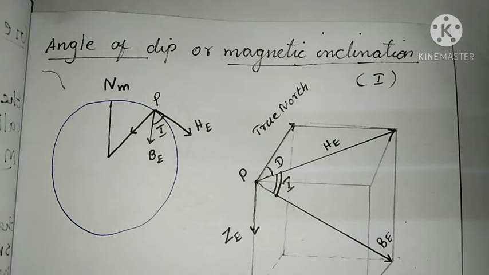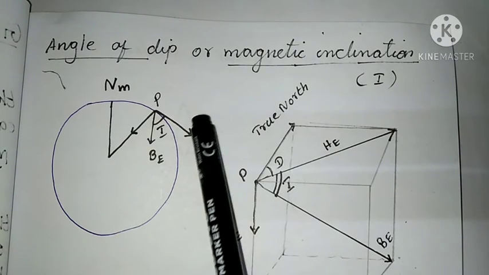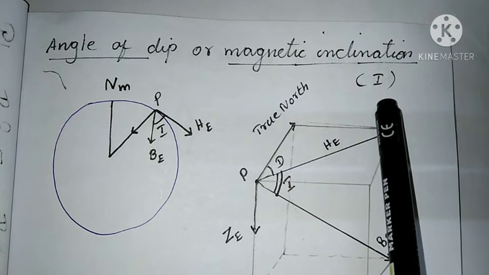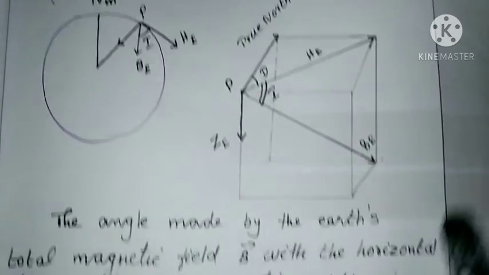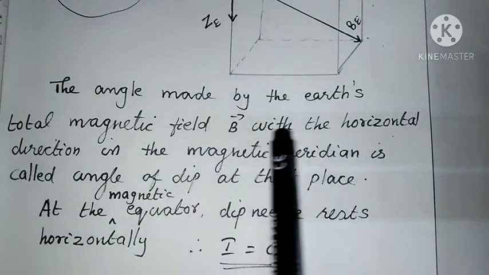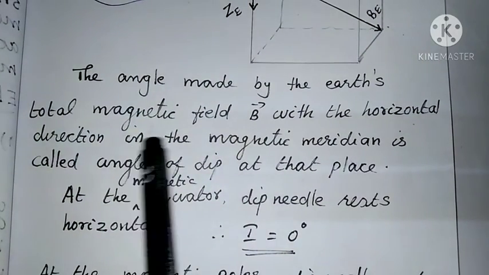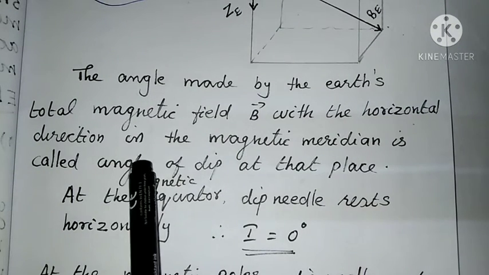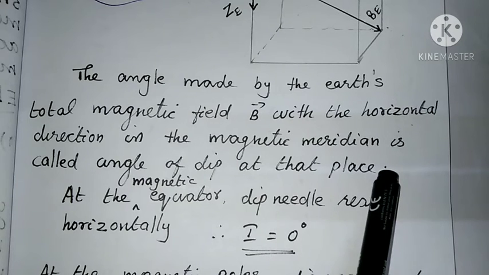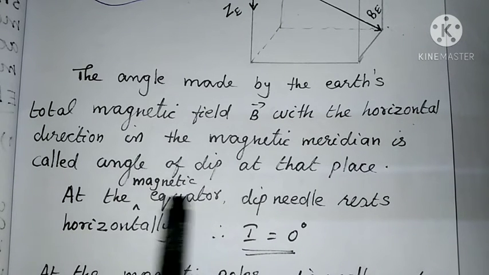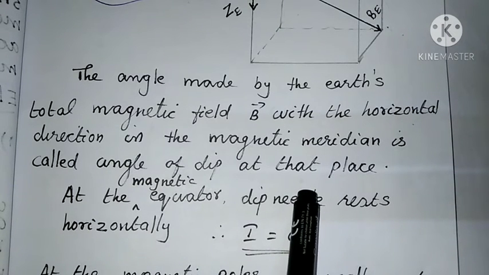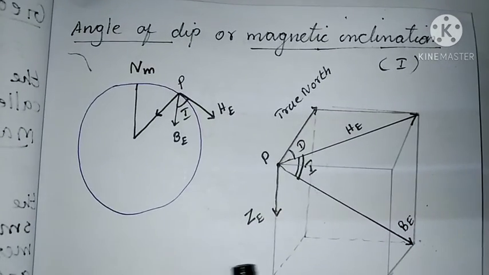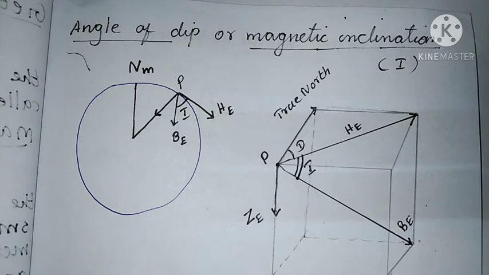Then the second element, angle of dip or magnetic inclination. It is represented by the letter I. It is the angle made by Earth's total magnetic field B vector with the horizontal direction in the magnetic meridian, and is called angle of dip at that place. This angle of dip is different at different places on the surface of the earth.